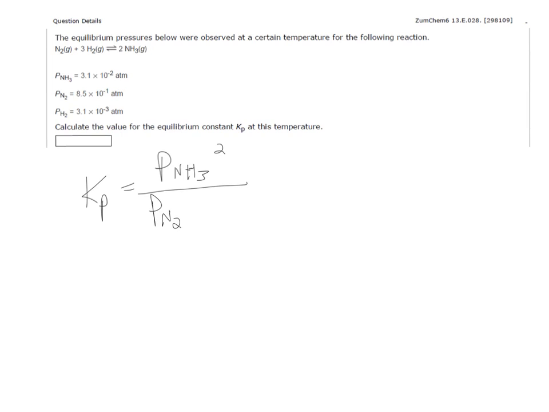There's an implied coefficient of 1 for nitrogen in the equation, and so an implied exponent of 1 for the pressure in the equilibrium expression. And lastly, because of the coefficient 3, we have an exponent of 3 for the pressure of hydrogen.